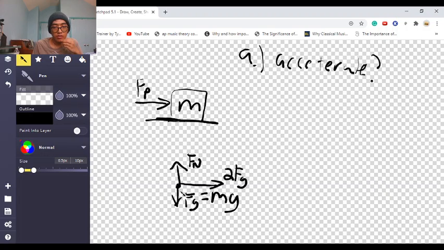And of course, there is friction. But we don't know what that friction is. We don't know whether it is equal magnitude or less magnitude. But we do know for certain that there is a force of friction on it.